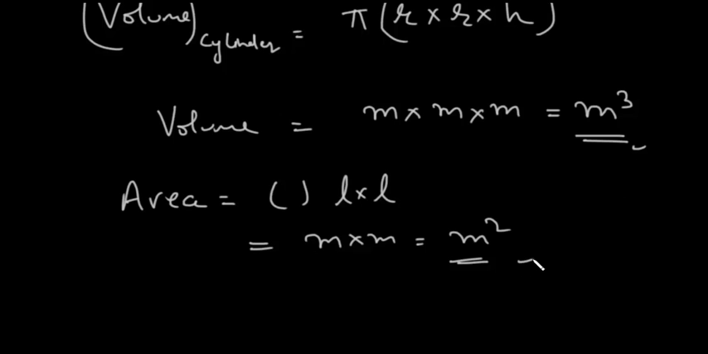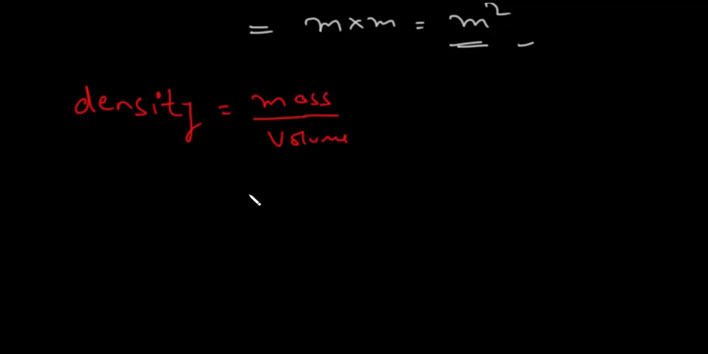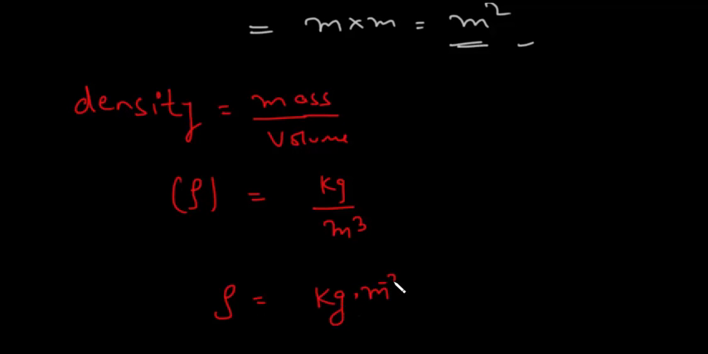These are SI units. Okay, so for density, it is mass upon volume. So for units, mass has units of kilogram and volume meter cube. Density is represented as rho, Greek letter rho. So units of density is kilogram per meter cube.